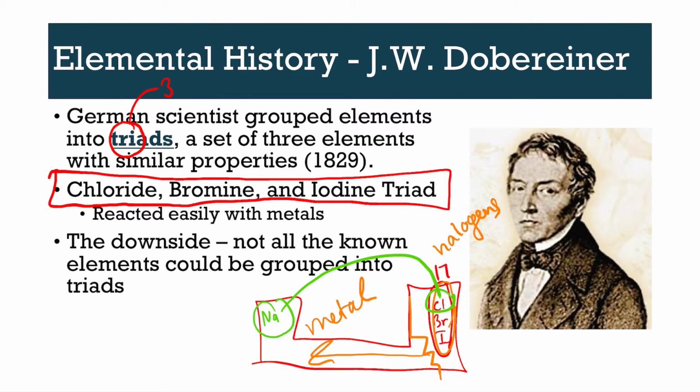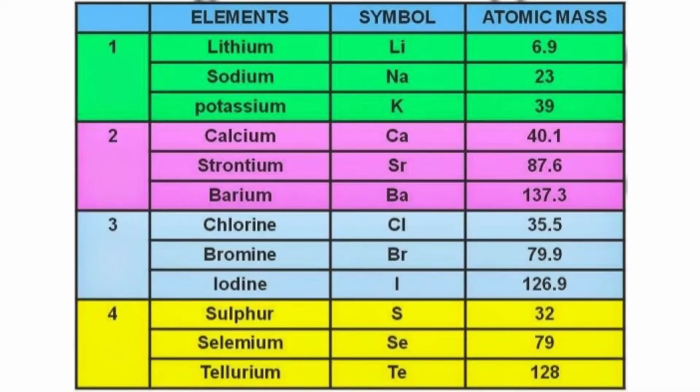But one of the problems with this model was that not every element could be grouped into these triads, or groups of three. Some of them could, but not all of them. This shows a few triads that he had: lithium, sodium, potassium. He noticed that calcium, which is Ca, strontium, which is Sr, and barium, which is Ba, could be grouped together. Lithium is Li, sodium is Na, potassium is K. He noticed chlorine, bromine, and iodine were very similar. And the symbols are right there. Sulfur, selenium, and tellurium were also grouped together.